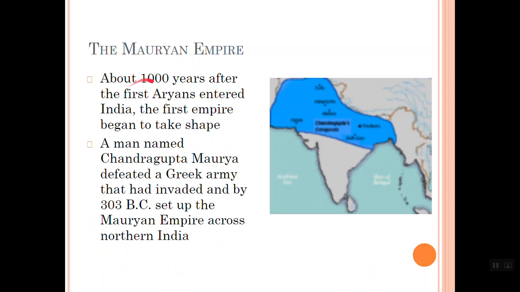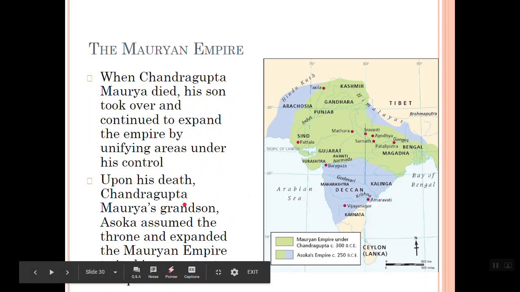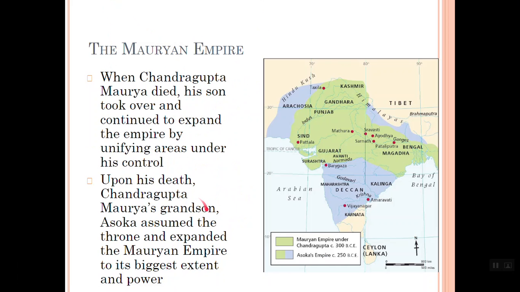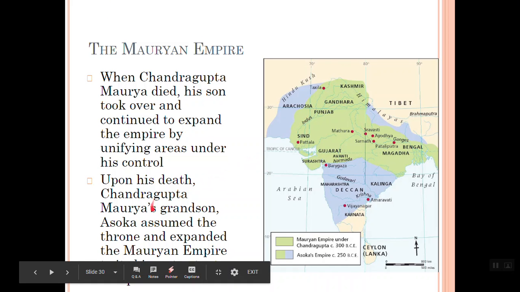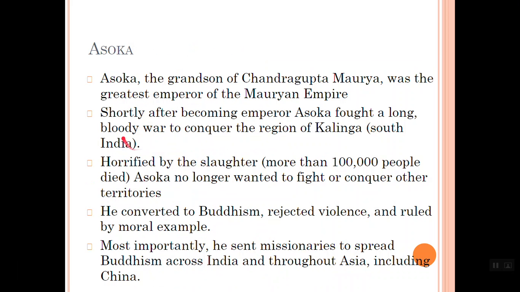All right, different empires. 1,000 years after the first Aryans entered India, the first empire began to take shape, which was the Mauryan Empire. All right, Maurya defeated the Greek army and invaded and set up the Mauryan Empire across northern India. All right, and again, here's just a glimpse of the Mauryan Empire, and it's continued. You can take a look at that on your own.